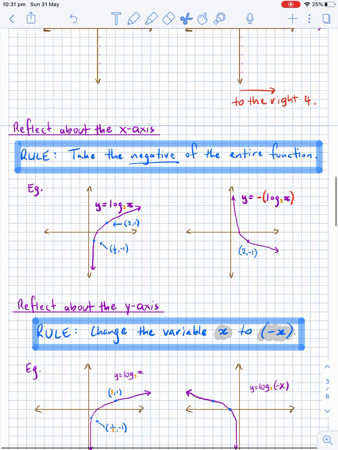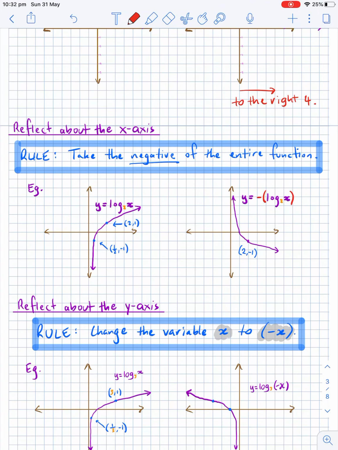Okay, so moving on, what about a reflection about the x-axis? The rule is to take the negative of the entire function. So if I want to reflect this about the x-axis, I literally put a negative with this whole thing, like what I've got here. In this case, I technically don't need the brackets because there's only one term that I'm making negative. If there were 2 terms in my function, I would need to put brackets around the whole lot. I'd need to make everything negative.